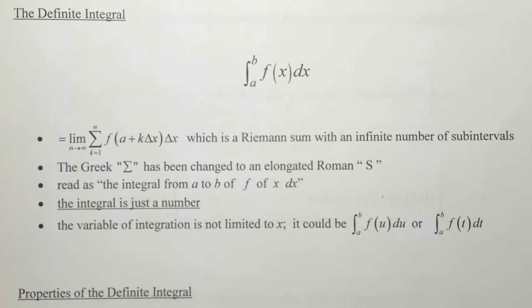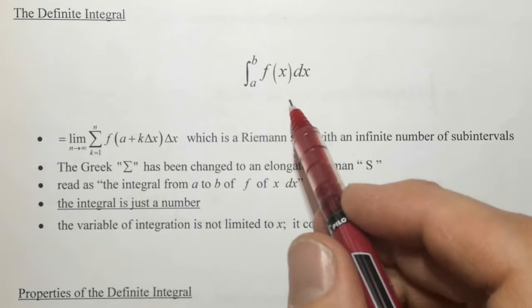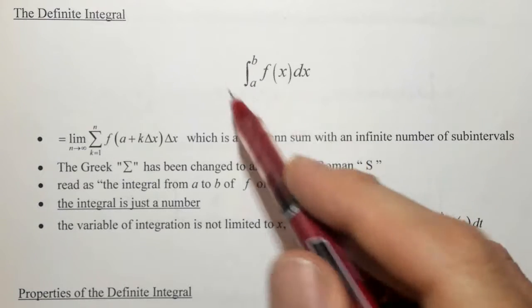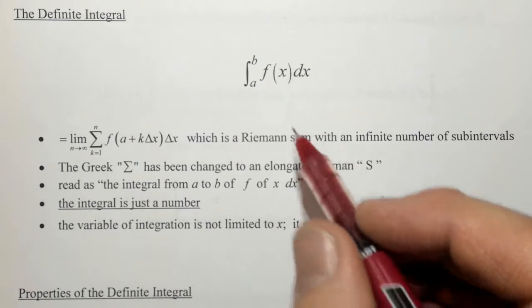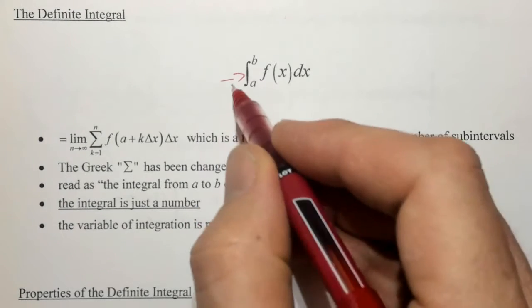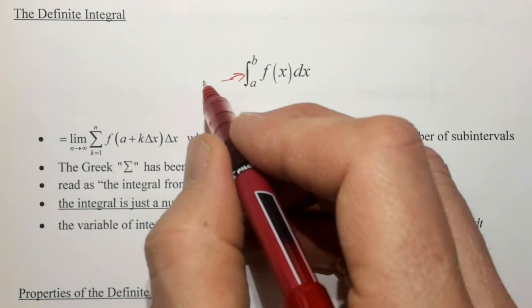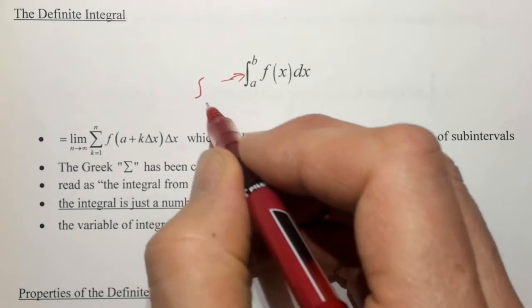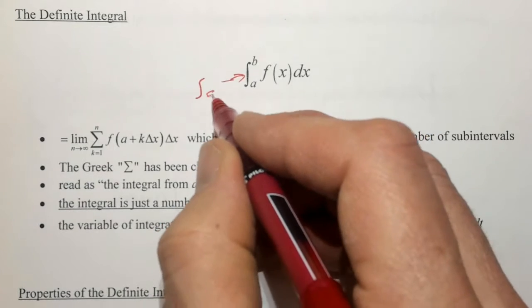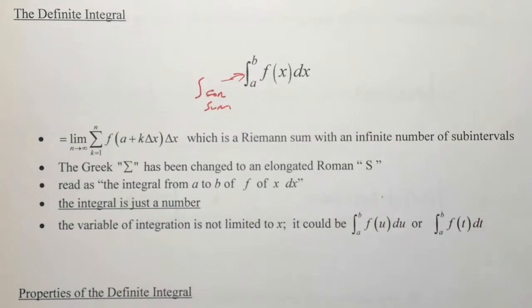Now that we know how to get from the Riemann sum to the definite integral, let's explore the definite integral a little bit more. We see it right here, and it's got different parts. For starters, we've got the actual integral symbol right there, which is, as we know now, an elongated S, for the word sum.